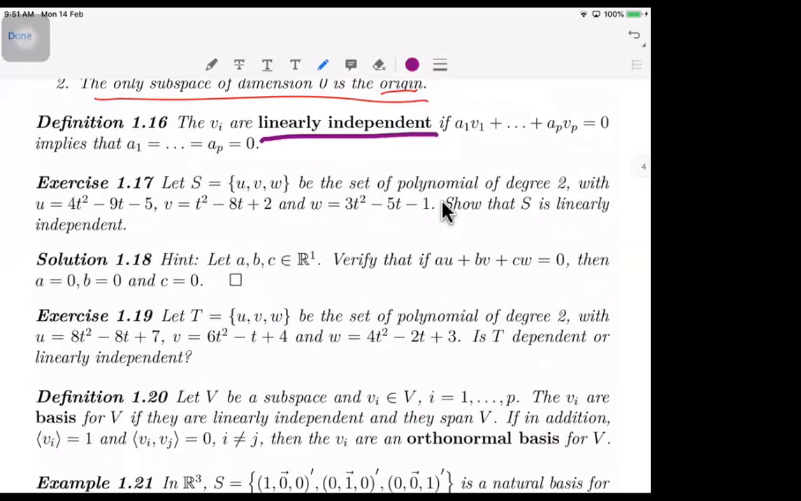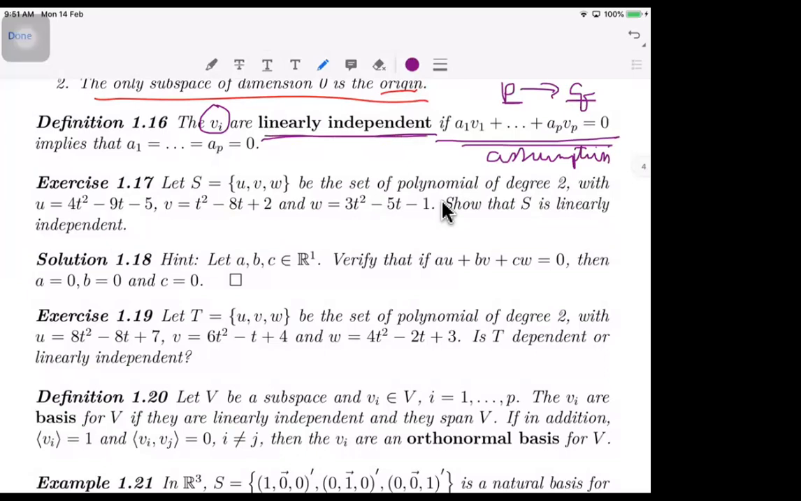Linearly independent. So, the Vi are linearly independent if... Assumption. P implies Q. So it means, assume P, show Q.